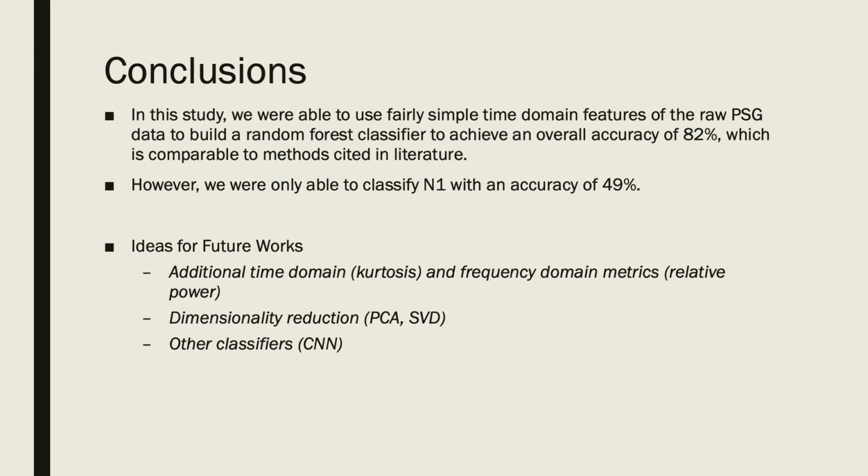So some ideas for future work. We can look at additional time domain metrics such as kurtosis or skewness, or look into frequency domain metrics such as relative power. On the flip side, we might want to reduce the number of features we're using by using dimensionality reduction, such as PCA or SVD, to get rid of the features that may not be relevant to classifying these sleep stages. And finally, we can look into using other classifiers such as CNN to build the model instead of using just the random forest.